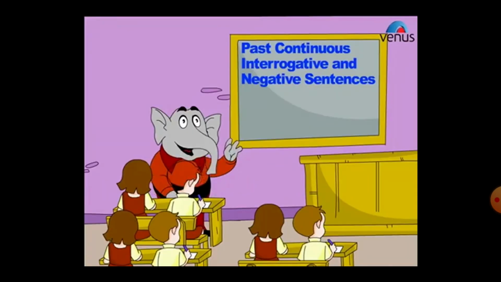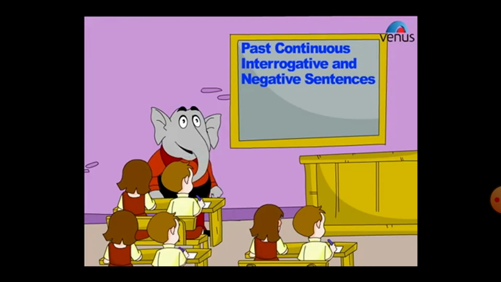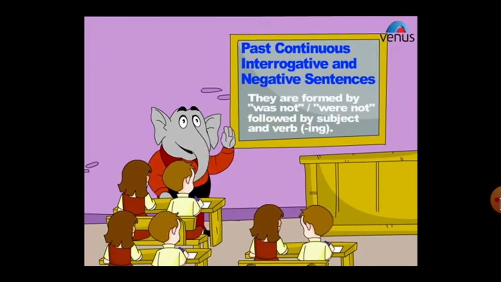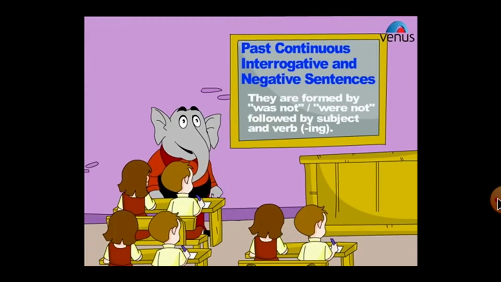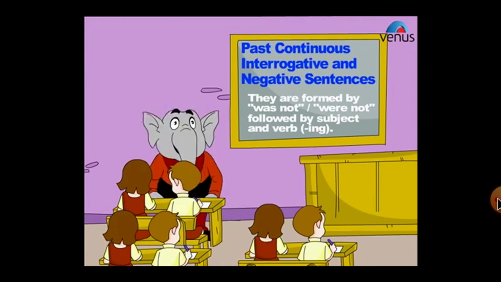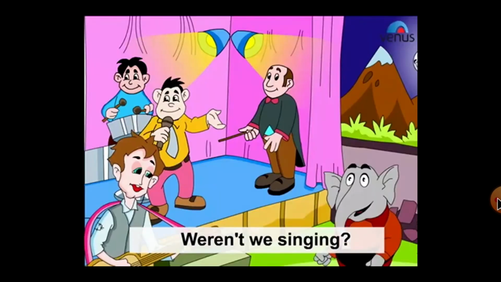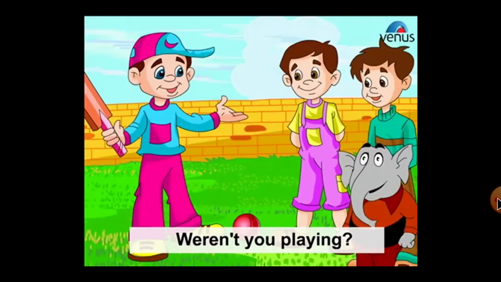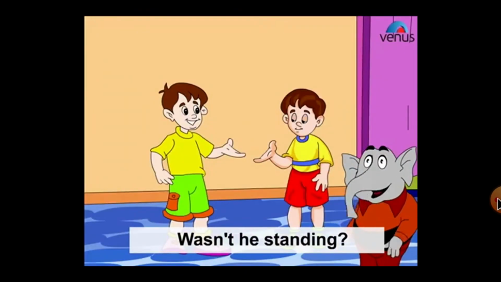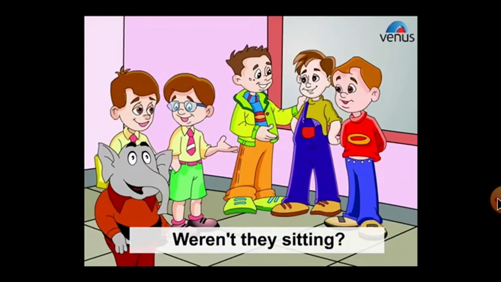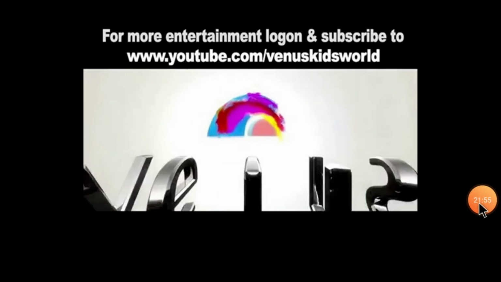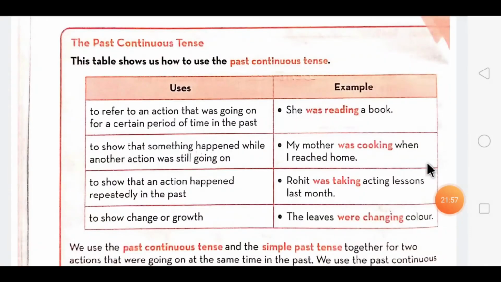Past continuous interrogative and negative sentences. They are formed by was not, were not, followed by subject and verb in ing form. Examples: wasn't I reading? Weren't we singing? Weren't you playing? Wasn't he standing? Weren't they sitting?